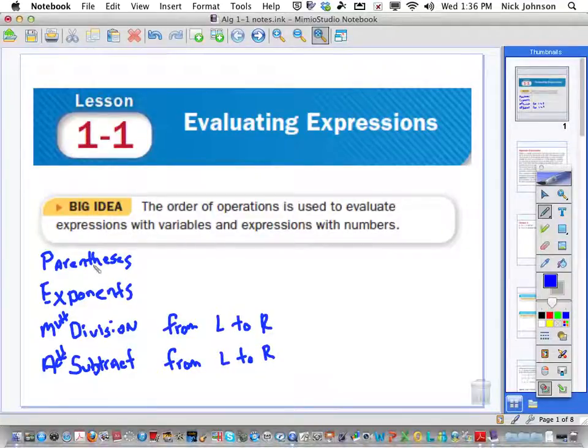Now, also in parentheses, we do include brackets and other grouping symbols that go along in there. But you do what's inside the parentheses first, and then you go about your exponents, your multiplication, division, addition, and subtraction. That's very important to know now because once we get into algebra, we're going to be doing things in the reverse order of them.